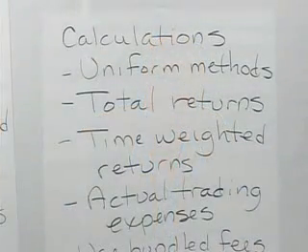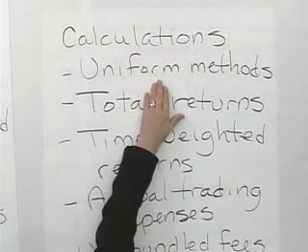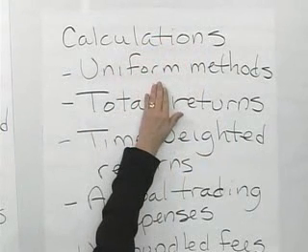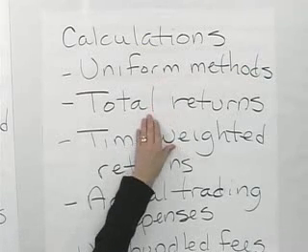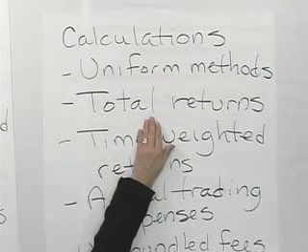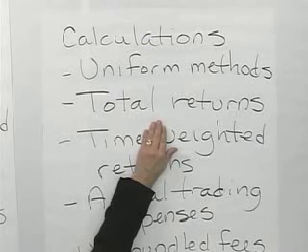The next area that's addressed in the standards is calculations. Very importantly, the calculations have to be done in a uniform way using uniform methods. One of the rules is that they need to use total returns. This includes any income from any investments, any realized or unrealized capital gains.